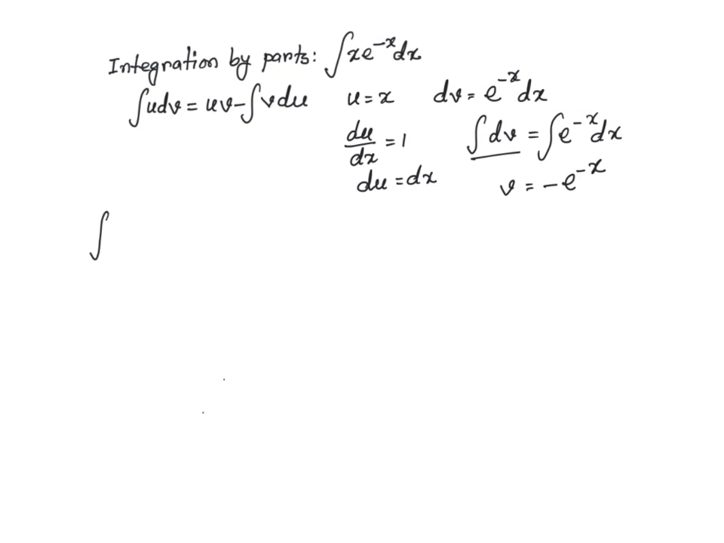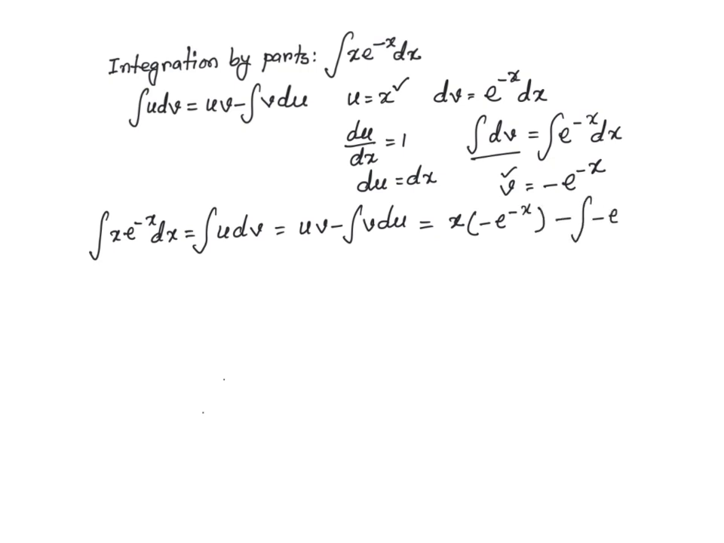So our integral x e to the power negative x dx is actually going to be integral u dv, right? Which is uv minus integral v du. Now let's go ahead and plug in the values for u and v. u is x, as we assumed right here, and v we found out to be negative e to the power negative x, then minus integral v du, where v is negative e to the power negative x, but du is dx.